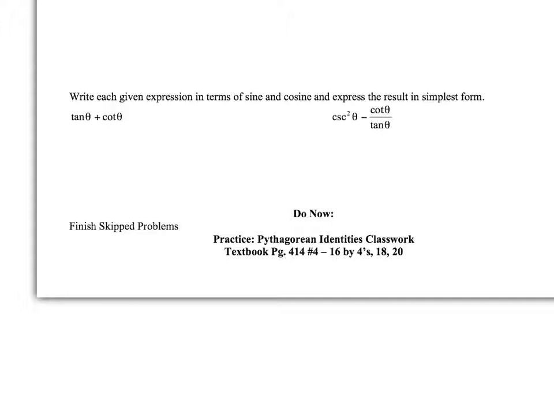Next piece, it says write the given expression in terms of sine and cosine, and then simplify. So, tangent. Tangent, if you look above, is equivalent to sine over cos. Cotangent is equal to cos theta over sine theta. So we expressed it in terms of sine and cosine. Now it says we need to put it in simplest form.